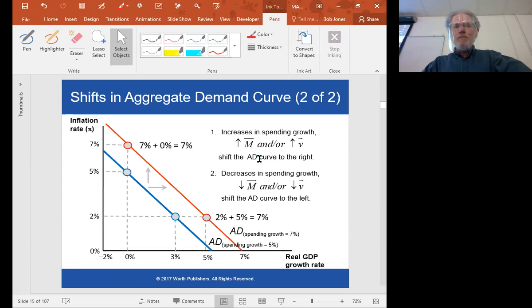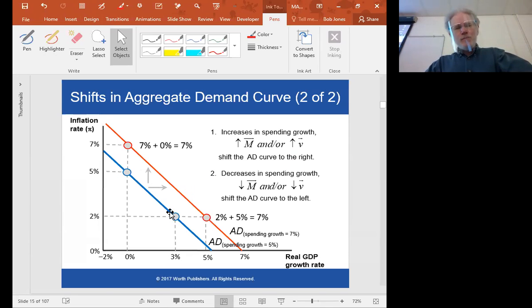And we can say if the growth rate of the money supply increases, aggregate demand is going to increase, a rightward shift. If you have an increase in the growth rate of velocity, the same thing. So the two key things for aggregate demand, money growth and velocity growth: if either of those increases, aggregate demand increases. If either of those decreases, aggregate demand decreases.